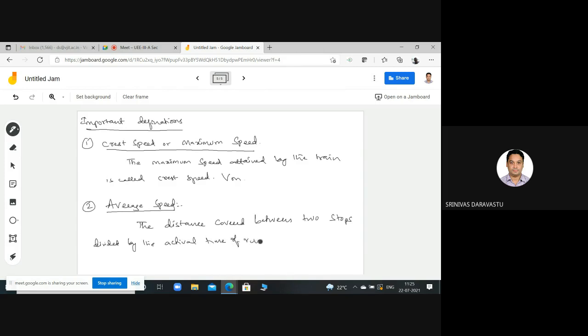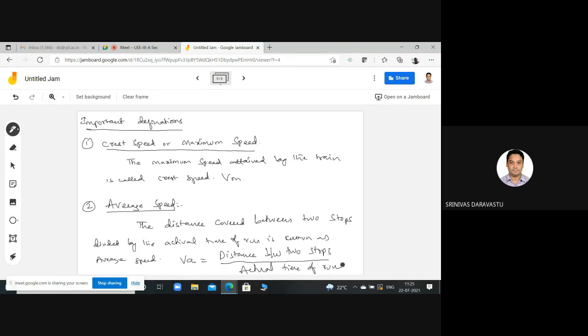Okay, what is average speed? The average speed is equal to the distance between the two stops divided by the actual time of run. Average speed is represented with VA. VA equals distance between two stops by actual time of run.